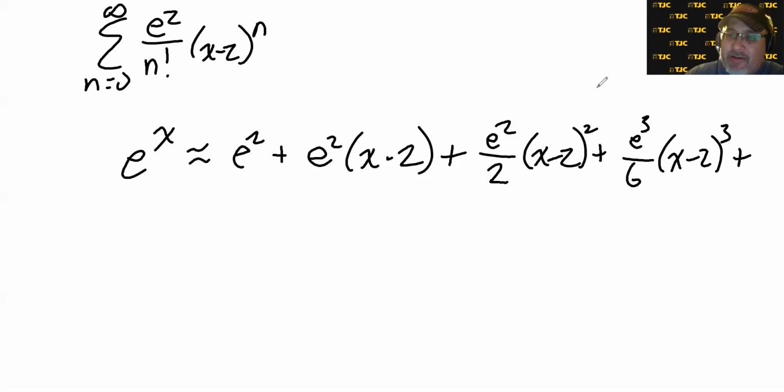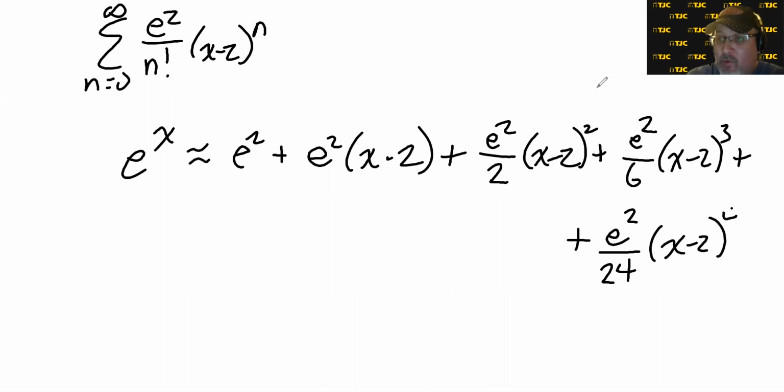And even though I don't have room, I'm going to write one more term, plus e to the fourth over 4, excuse me. I fell into that classic trap of changing the power on the e's. The e's are all e squareds because that's what the value of the derivative was, no matter which derivative we had. But what's changing is the denominator, which is the factorial. So if it were 4 factorial, we would have 24 times x minus 2 to whatever the current power is, which is 4. And then we could go so on and so on and so on.